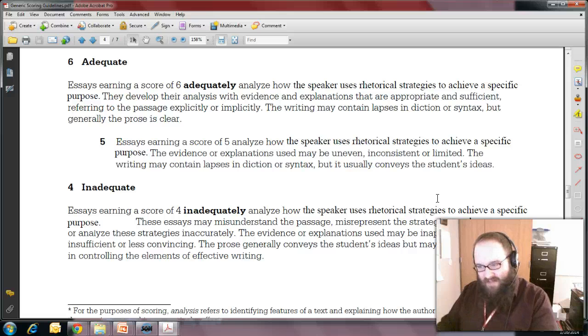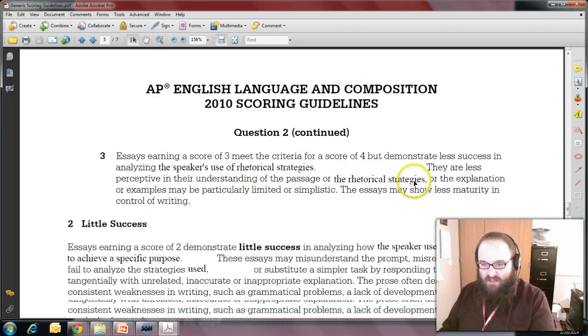They're almost adequate, but the student just doesn't quite explain themselves fully. The writing may contain lapses in diction or syntax, but it usually conveys the student's ideas. It's not generally clear. It just sort of conveys the student's ideas. Okay. Finally, let's take a look at 2s.